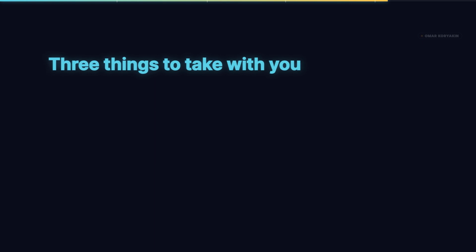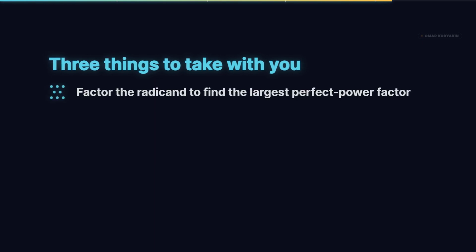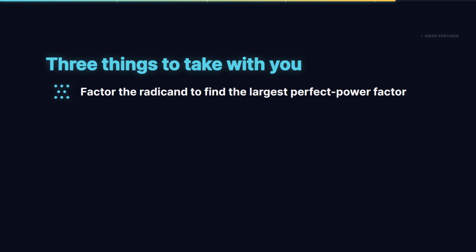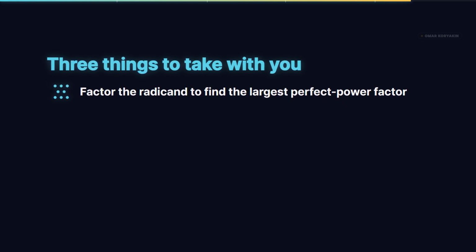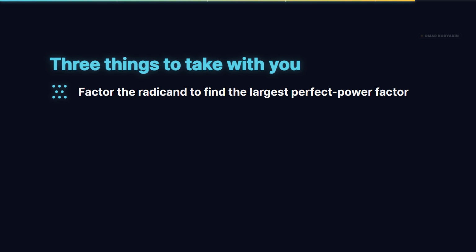Three takeaways for simplifying radicals. They generalize from square roots to any index. Find the largest perfect power factor of the radicand. For a square root, find the largest perfect square. For a cube root, find the largest perfect cube. Higher index radicals follow the same pattern with their own perfect powers.